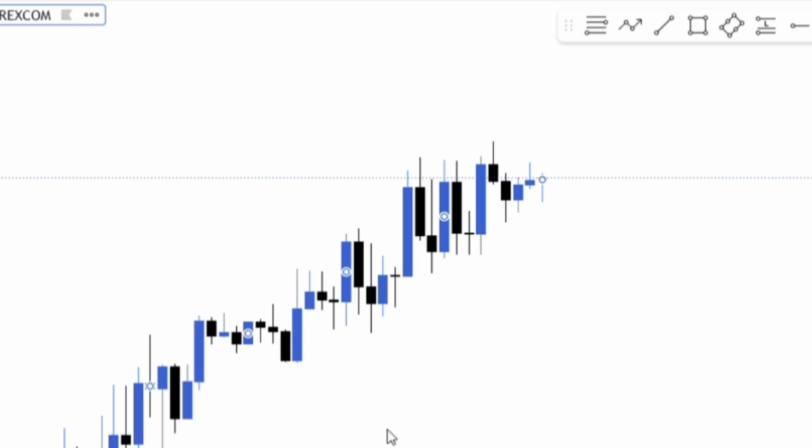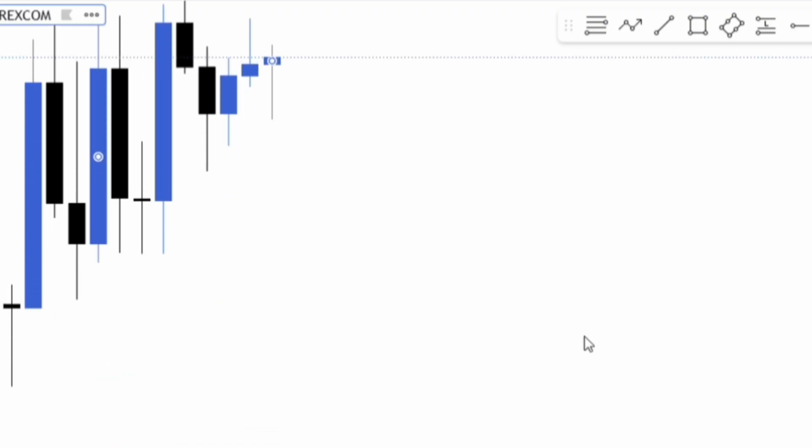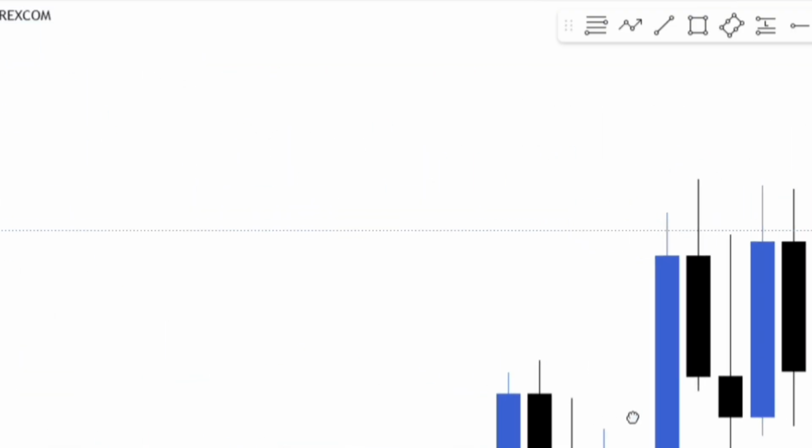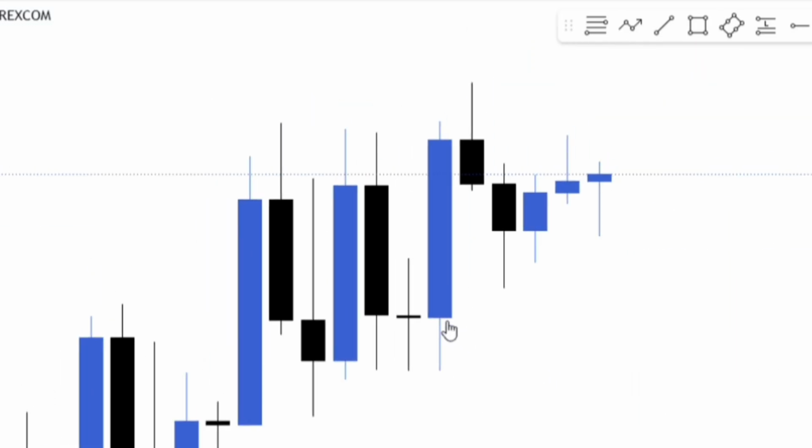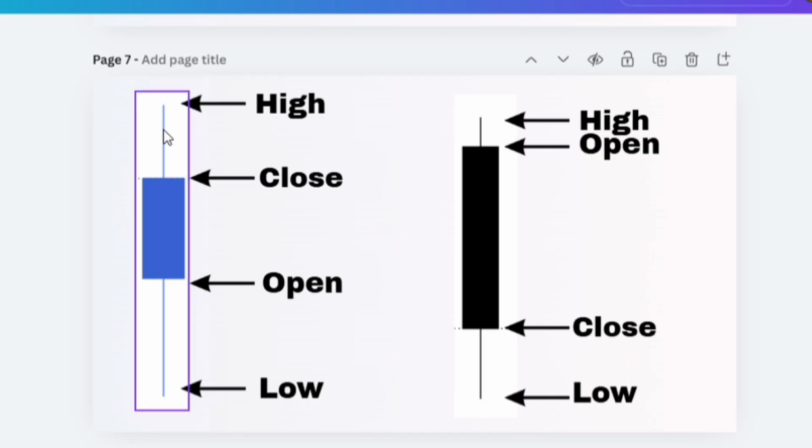You can see it over here in EURUSD. This is where this particular candlestick opened, and this is where it closes, showing that this is a bullish candlestick, which means if price opens below and closes above, that is a bullish candlestick. But if price opens above and closes below, that is a bearish candlestick. I hope you guys understand.